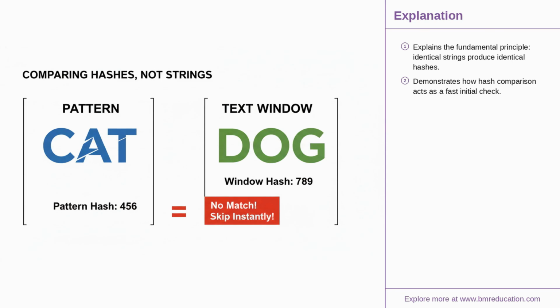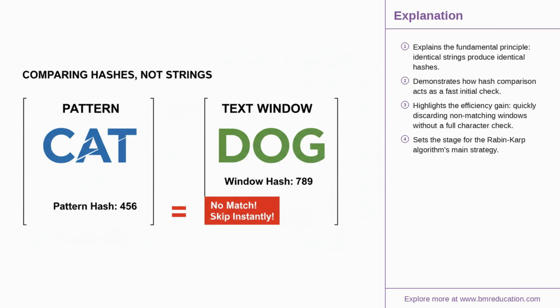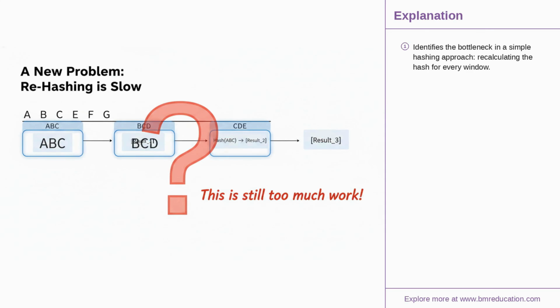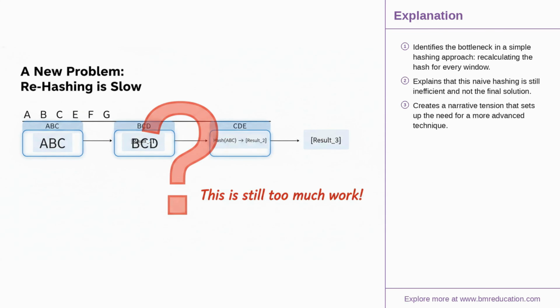The power of this fingerprinting idea is that if two strings are identical, their hash values will always be identical. This gives us a brilliant shortcut. Instead of comparing the pattern string with every text window character by character, we can first compare their hash values. If the hashes are different, we know for certain the strings cannot match, and we can skip the full comparison instantly. This hash and compare approach seems promising, but there's a hidden inefficiency.